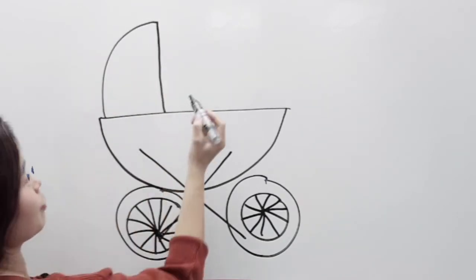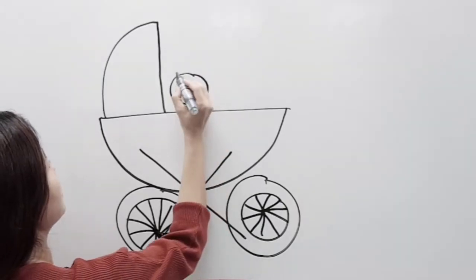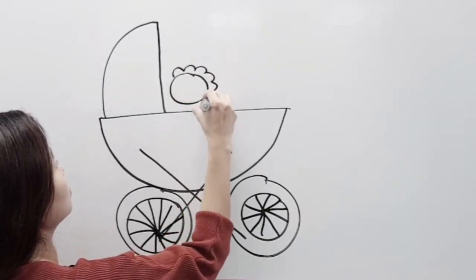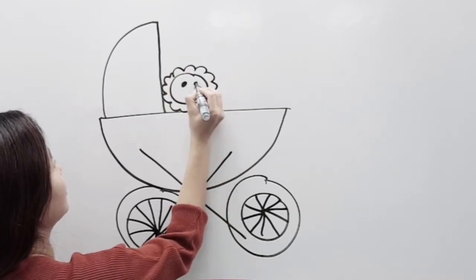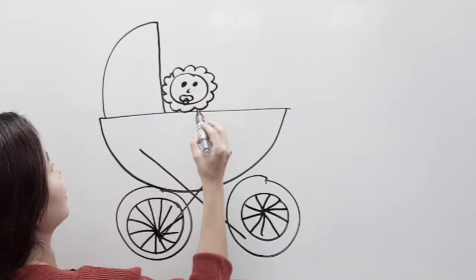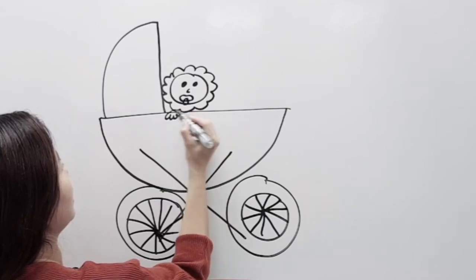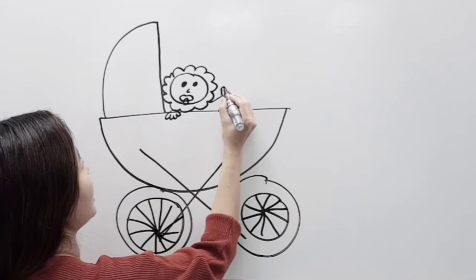And the baby is in a pram. So this is how you draw the baby. This is the baby. Oop, the baby looks like a flower. The nose. And this is the baby's hand. Baby's waving hello.